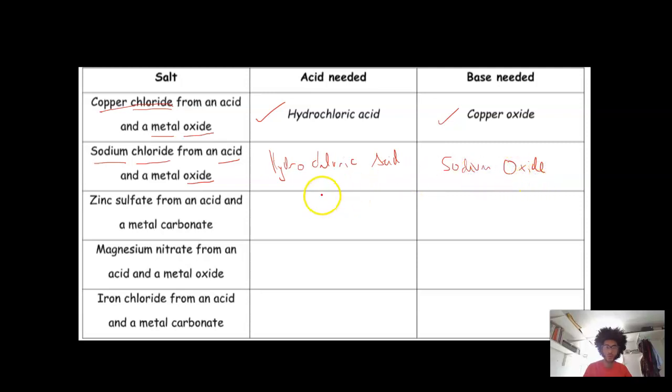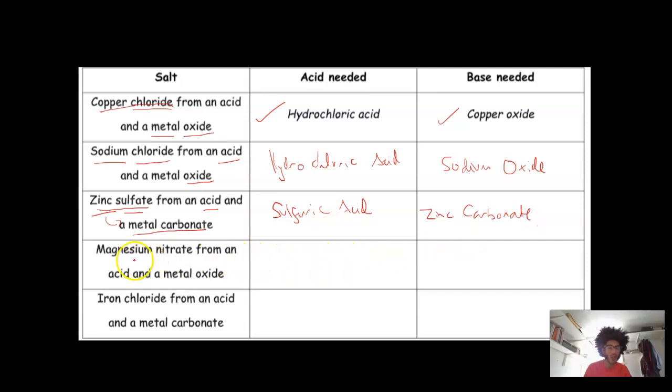Okay, let's try a couple more examples. Here I've got zinc sulfate, that's what I'm trying to make. So I need an acid and a metal carbonate. Let's start with the acid first of all. I've got sulfate, so it has to be sulfuric acid. And then if I look at the solid I need, it's a metal carbonate, and that metal carbonate has to contain zinc. So it has to be zinc carbonate.